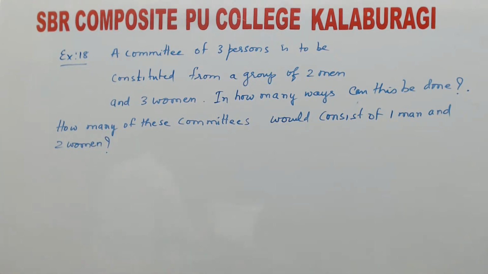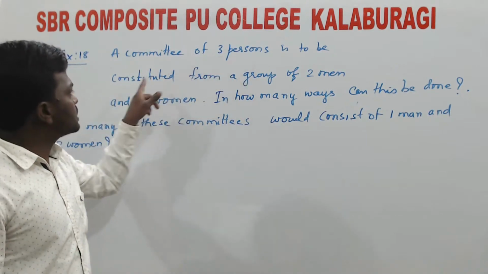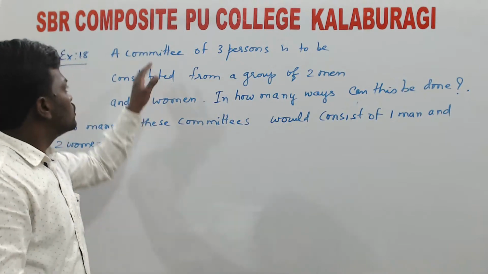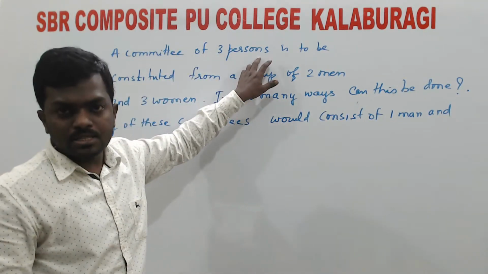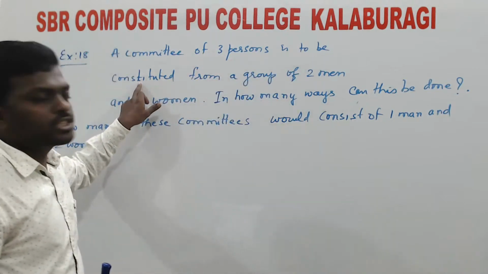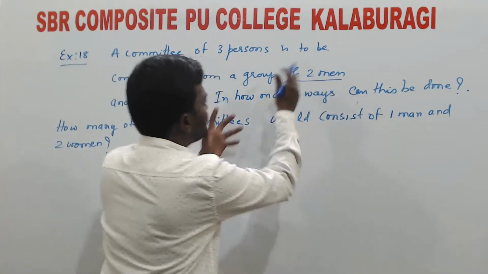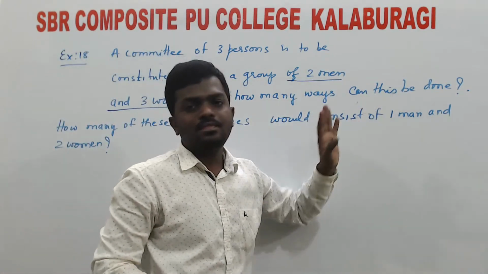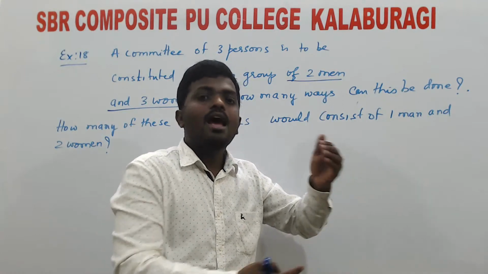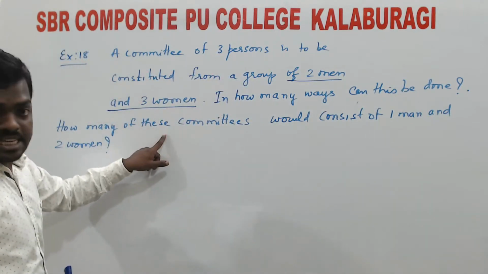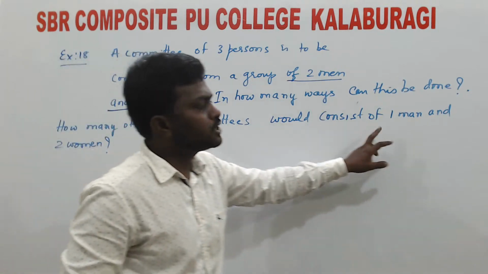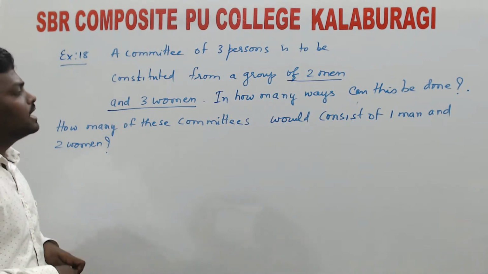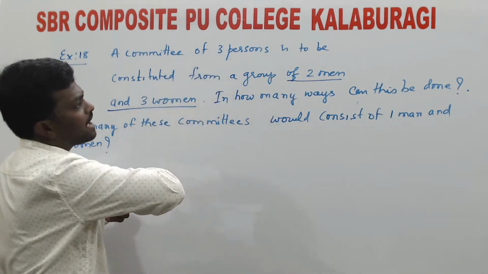Okay. So the question here is, a committee of 3 persons is to be constituted. You have to form a group. Committee is nothing but a group, right? So you have to form a committee of 3 persons, to be constituted from a group, or from the collection, of 2 men and 3 women. In how many ways can this be done? This is one part of the question. And the next part: how many of these committees would consist of 1 man and 2 women? Okay, so what they are telling in the first part of the question, they have given you data.